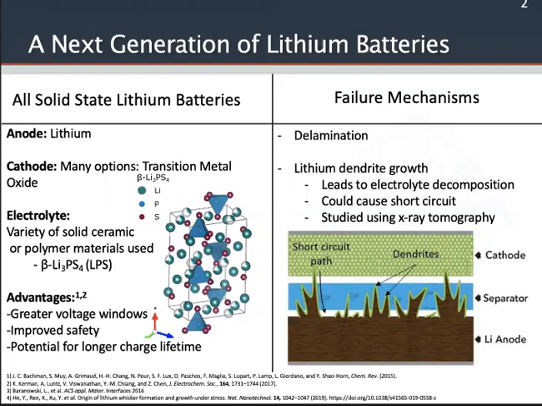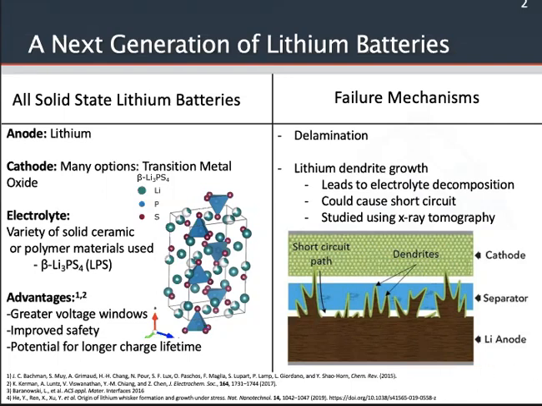One failure mechanism that has been observed is delamination, which is when the electrolyte and the electrode lose contact and thus can no longer conduct. However, the one we'll be most focused on for this study is the growth of lithium dendrites. When you pass current through lithium metal, it has a phenomenon known as dendritic growth, which is where it grows small spikes outside of the lithium layer.